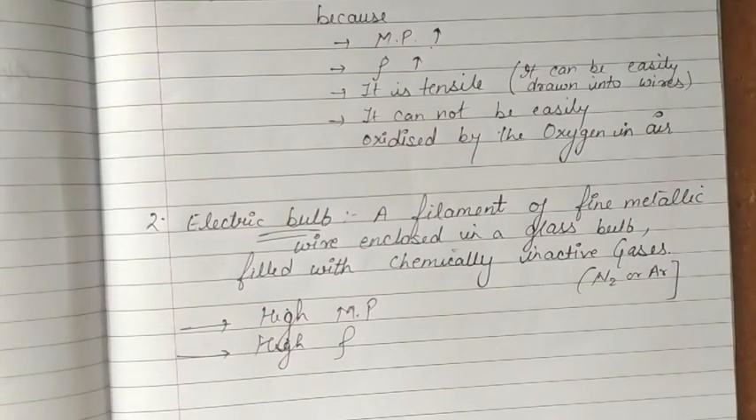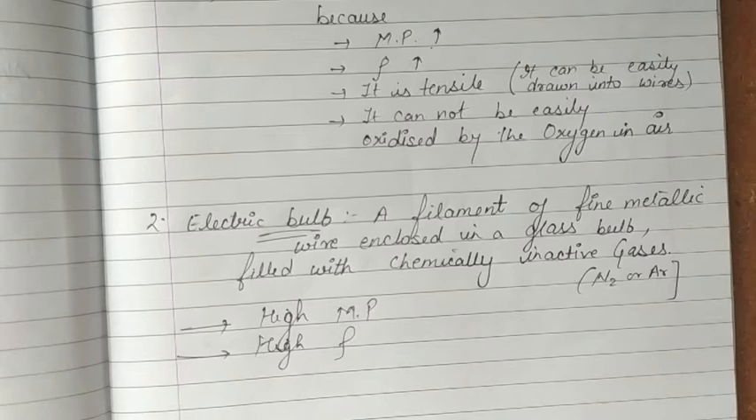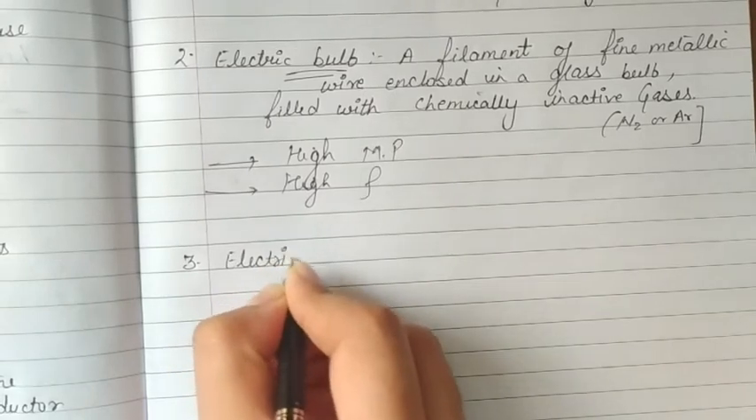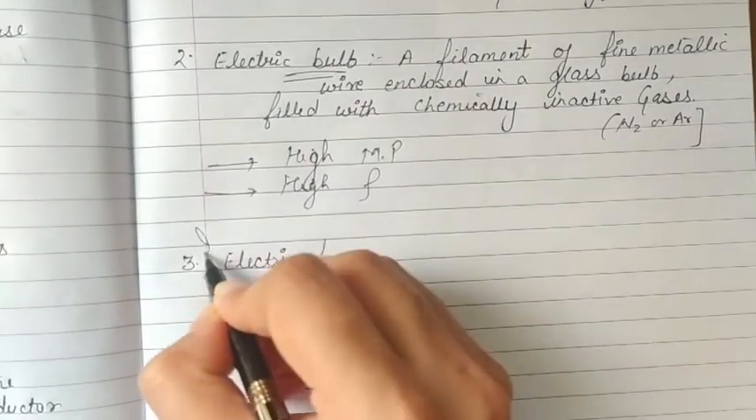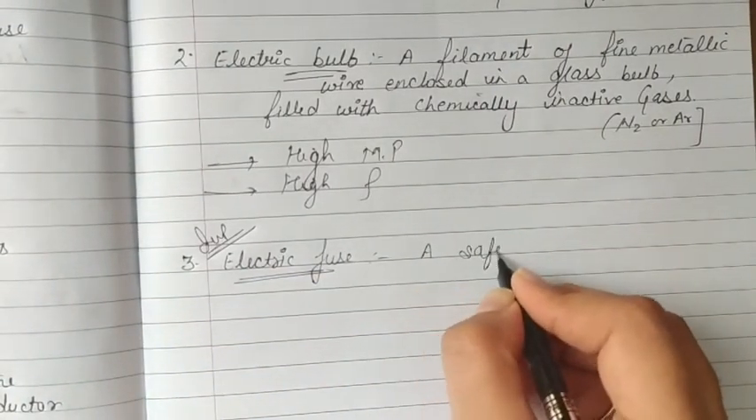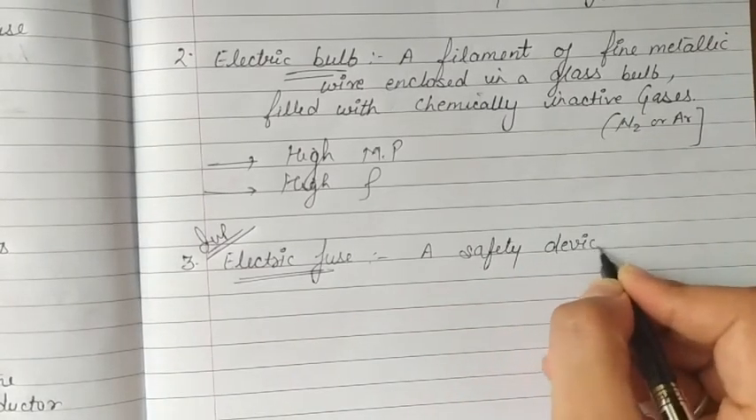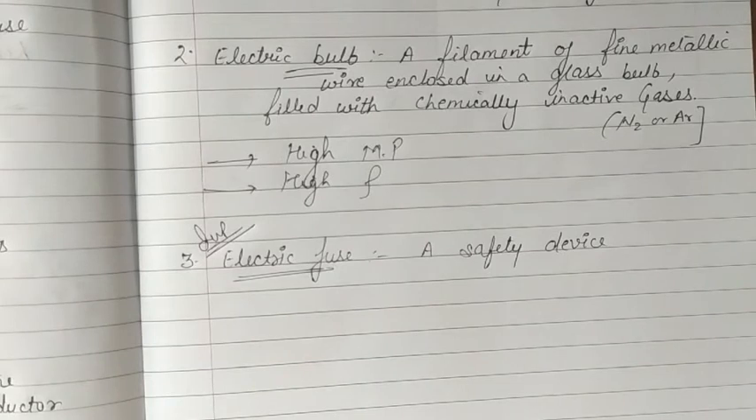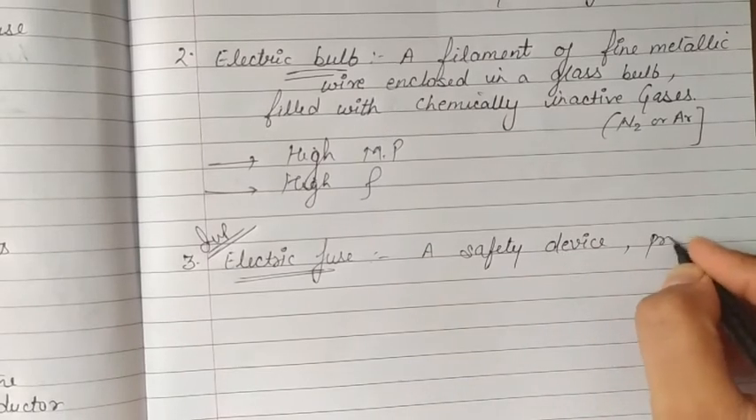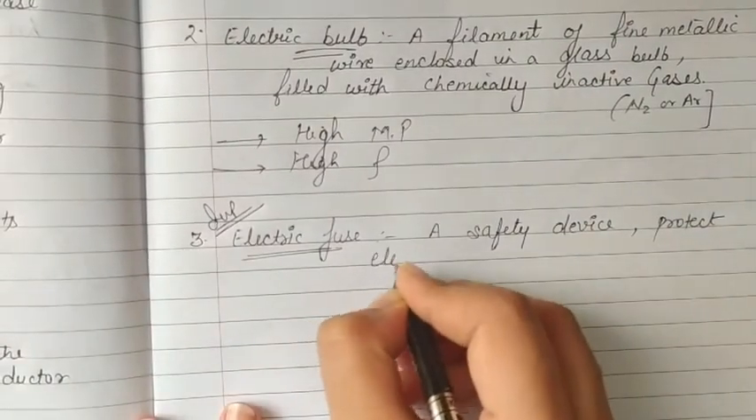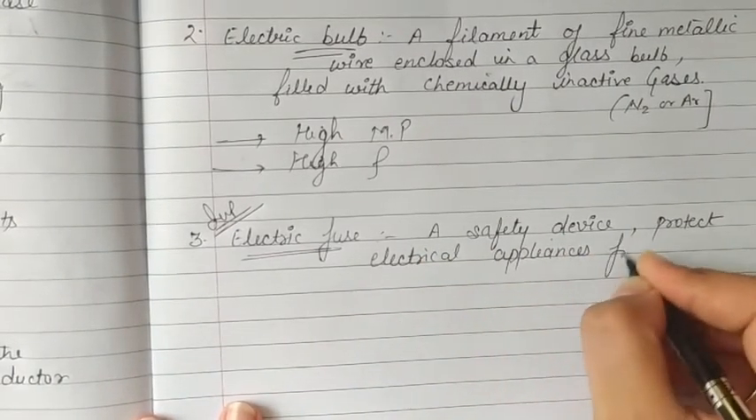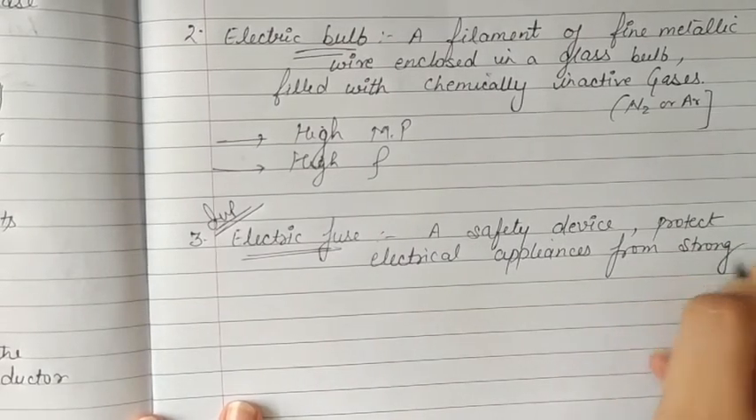The next very important application that we use in our households or daily purposes is the electric fuse. This is very important because it is a safety device. Now it is a safety device, so what safety is it giving us? It is a safety device which is used to protect electrical appliances from strong currents.